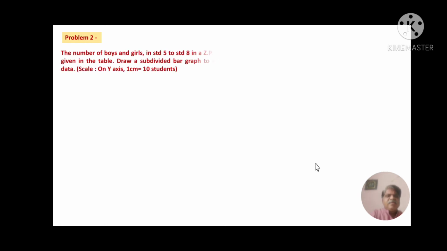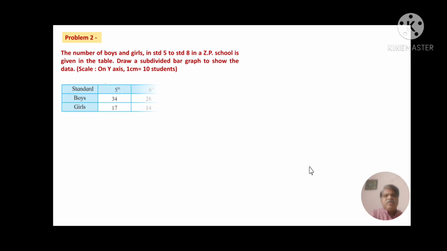The number of boys and girls in standard 5 to 8 in a ZP school is given in the table. Draw a subdivided bar graph to show the data. You have to take on the y-axis 1 centimeter equal to 10 students as the scale. Here they have given the table: 5th standard 34 boys, 17 girls; 6th 26 and 14; 7th 21 and 14; and 8th 25 and 20. We have to find out the total students.